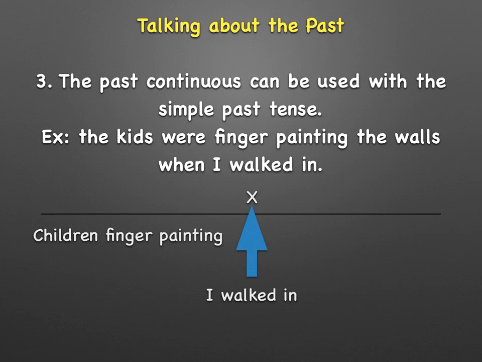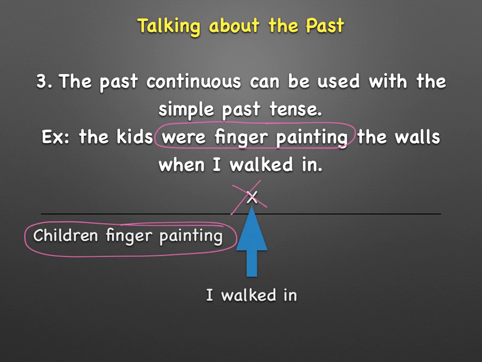For the last example, you have one action that was going on for a certain period of time when, boom, something happens. So that's why the first verb is in the past continuous. The kids were finger painting. And then second action, short action, you walk in. So at this moment, probably the children will stop finger painting the walls.